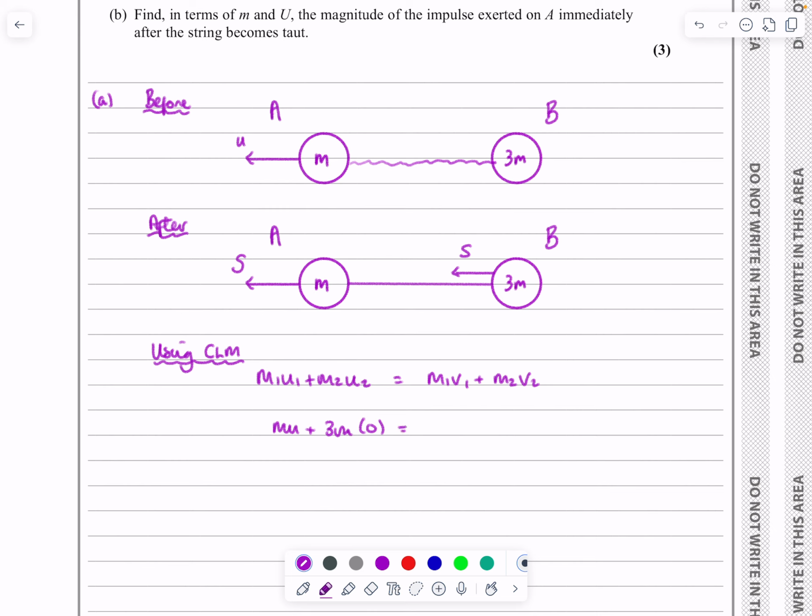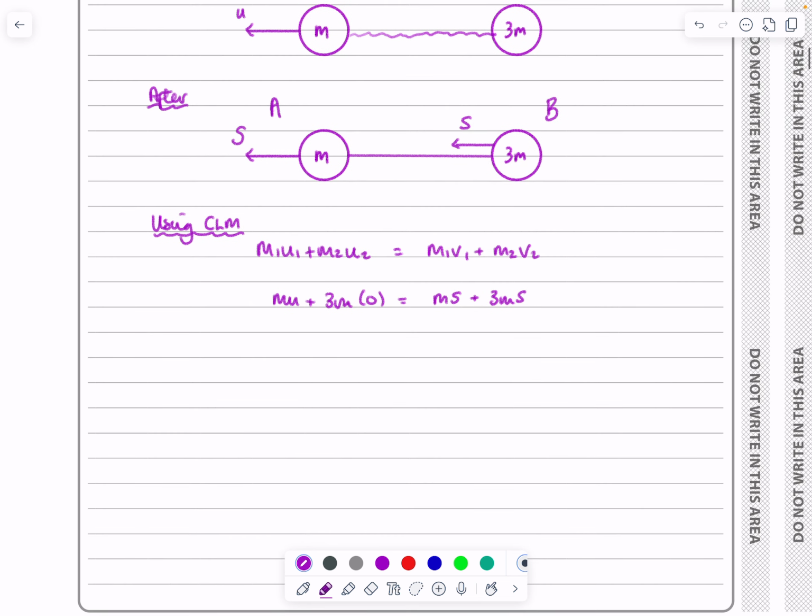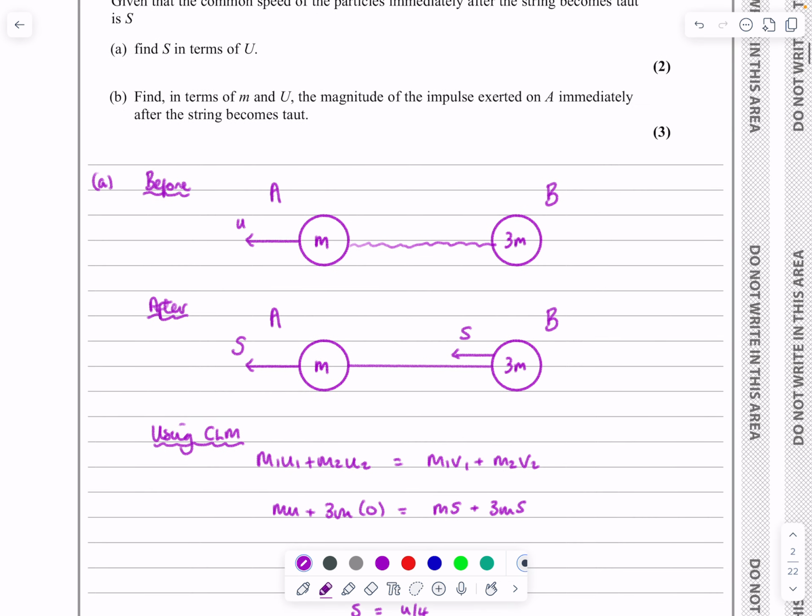And secondly, now it's up to you, you can just call this a particle of mass 4m and then do 4m times s, or if you want to, you can say it's ms plus 3ms. Either way, we're going to end up with the same thing here. So we're going to get mu is equal to 4ms. The m's can cancel. So s is going to be equal to u over 4. Okay. On to part B.